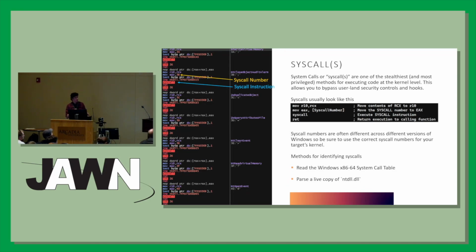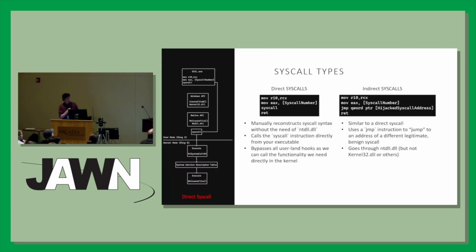And there's two major ways of identifying syscalls. One is to read the Windows x86-64 system call table that I will have referenced at the end, but it's a dry read, guys. It's really dry. And next is to parse a live copy of ntdll.dll. This is by far my favorite method because you don't have to worry about doing any sort of lookups online or having to do any guesswork, because when you parse ntdll.dll on your target, everything is going to be dynamically resolved.